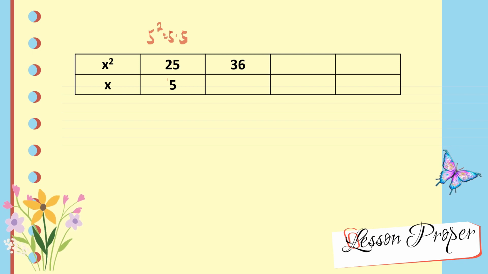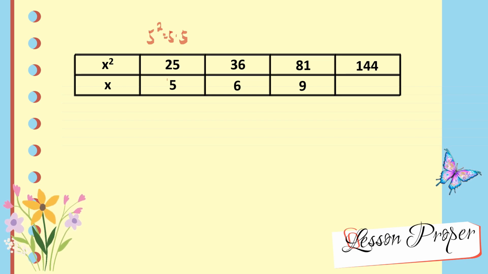How about 36? Alright, the answer is 6. Why? Because 6 times 6, or 6 squared, is equal to 36. How about 81? Right, 9 is correct. And how about 144? What is that number being squared that will give 144? Alright, the answer is 12. Why? Because 12 times 12, or 12 squared, is equal to 144.